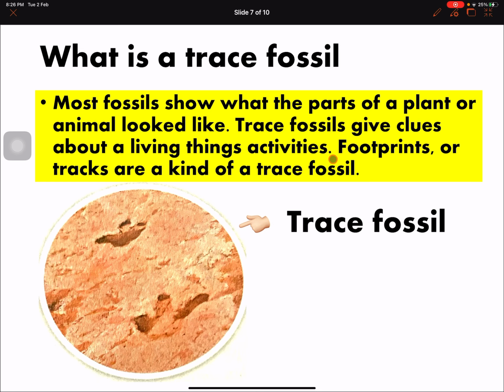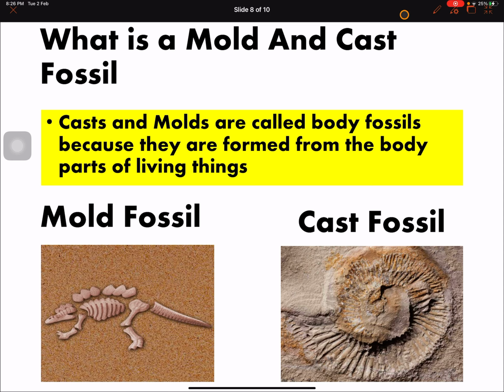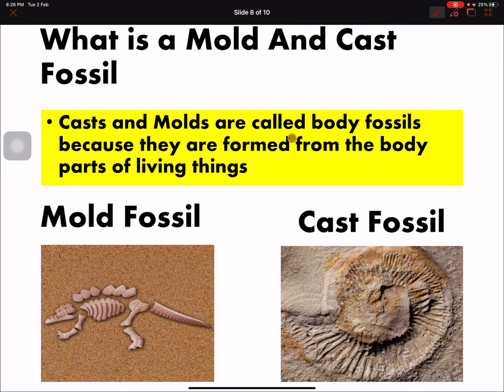Okay? Let's talk about more fossils. The mold and cast fossils. As you can see, the cast and mold fossils are also called body fossils, both together. But do you know why? Because they are formed from the body parts of the living things. As you can see, this mold fossil over here has the bones of the living thing. The cast fossil only has the mold of the living thing. Okay? Kind of like a trace fossil.